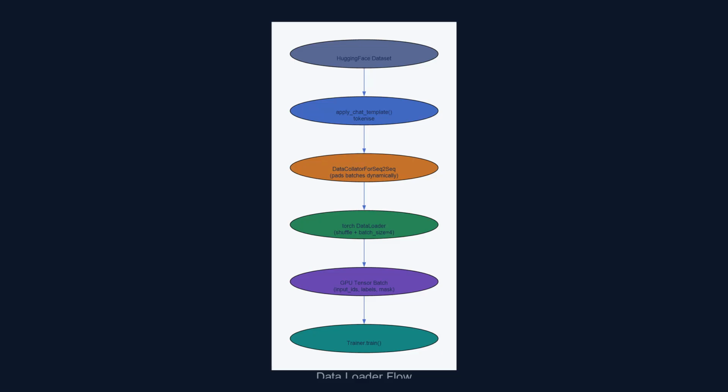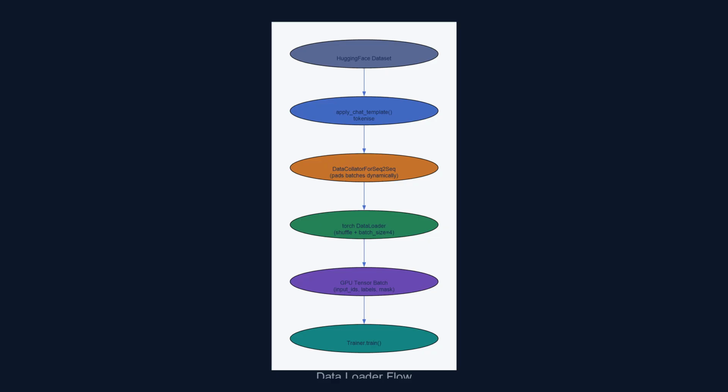The data loader flow connects your raw JSON-L dataset to the actual GPU tensors that drive training. The dataset enters the pipeline and gets formatted through apply_chat_template, which converts message dictionaries into properly tokenized strings. Those strings pass into DataCollatorForSeq2Seq, which dynamically pads each batch to the length of its longest example, more efficient than padding everything to the global maximum. The torch DataLoader then handles shuffling the dataset each epoch and grouping examples into batches of 4.